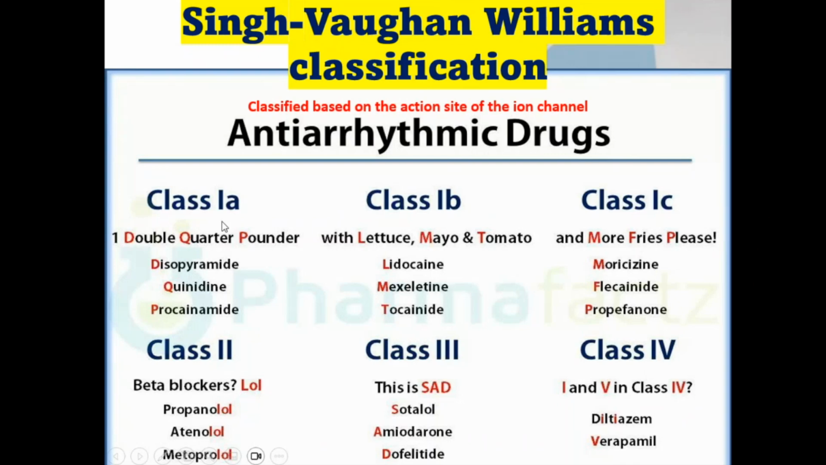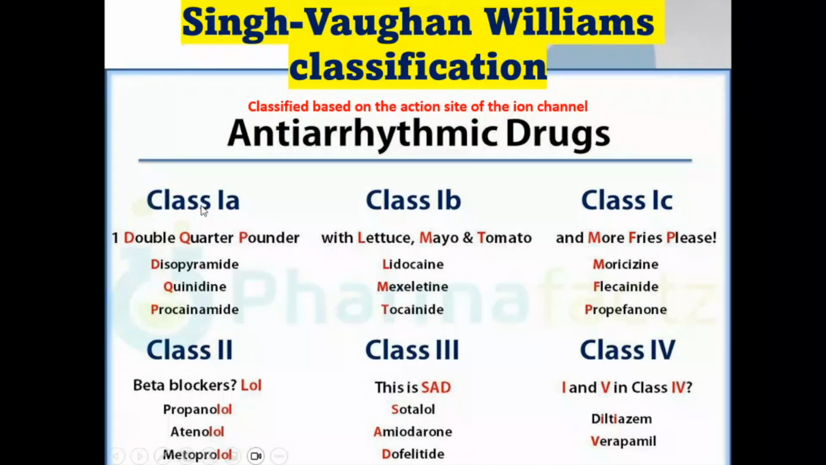Class 1 is sodium channel blockade. Class 2 is beta blockade. Class 3 is potassium channel blockade, and class 4 is calcium channel blockade. So I remember this mnemonic which I found online until now. For the class 1 group, you order a McD burger, okay? Because last time in MCQ they'll ask to identify the following class 1 drugs, and you have to memorize this.